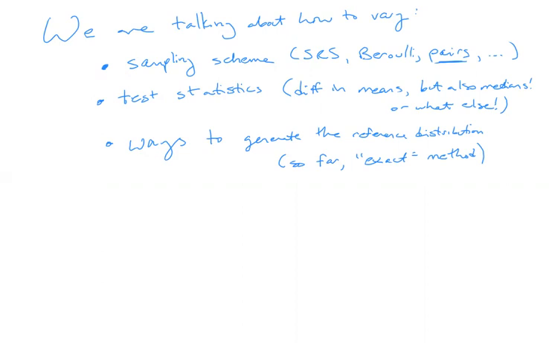So these bullet points here are a framework for how we're going to continue our discussion of non-parametric tests. We're going to think about what other sampling schemes we might have. Particularly, we'll talk about pairs, different test statistics, and different ways to generate the reference distribution. So you can see the full flexibility of how broad this class of techniques can be.